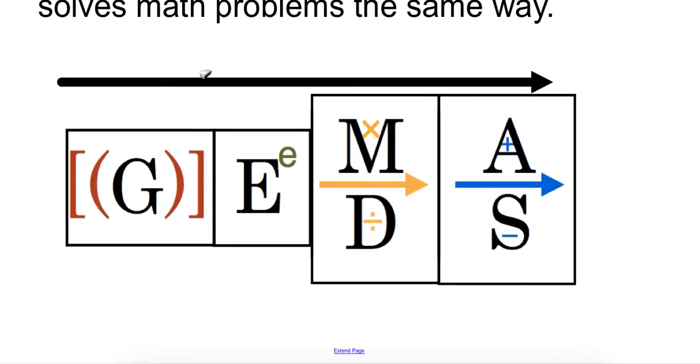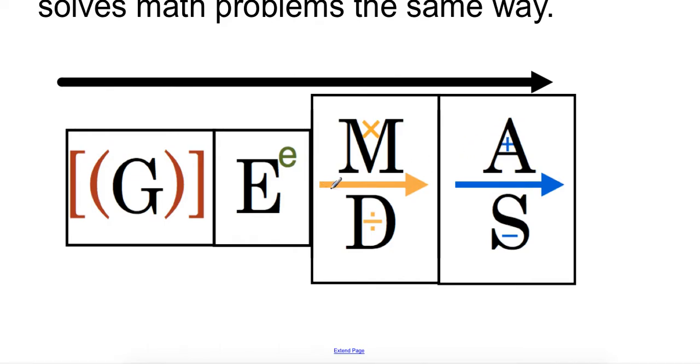So let's go through each of these steps and discuss what each of these letters represents. G stands for groups. Now, groups can be parentheses. Some of you may have even heard of PEMDAS, but we don't use PEMDAS anymore because there are multiple groups, including parentheses, absolute values, brackets. We want to account for all of those when we're solving these problems. E stands for exponents. M and D stand for multiplication and division, and the S and the A stand for addition and subtraction.